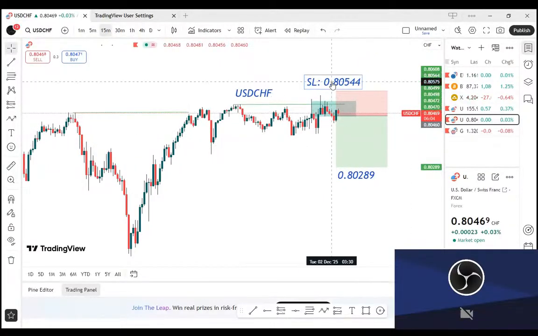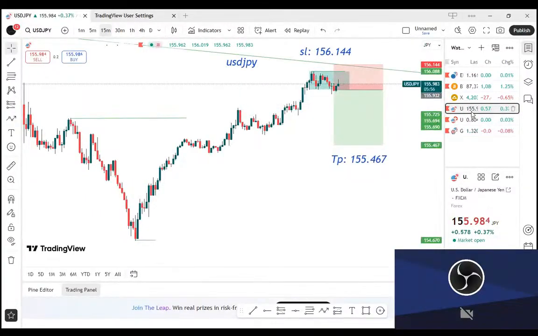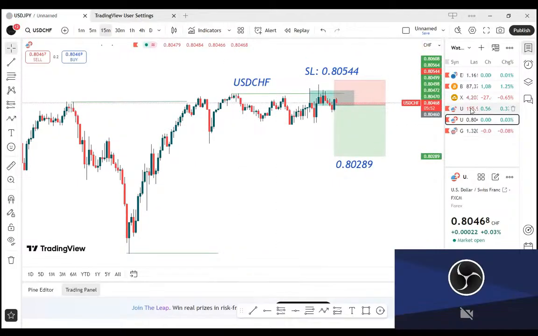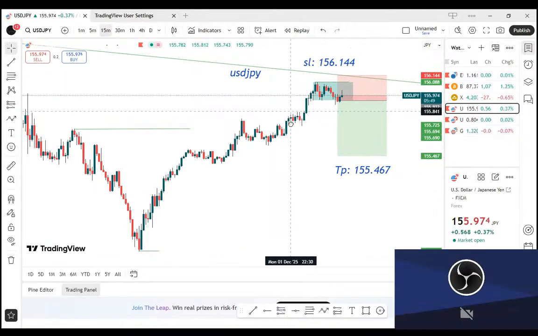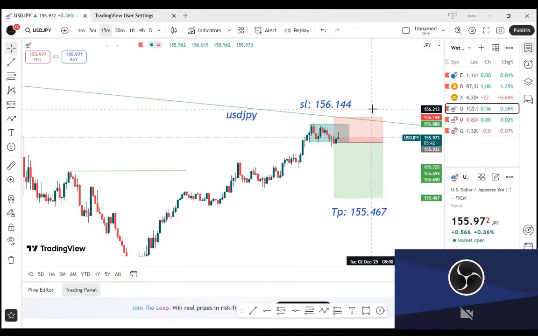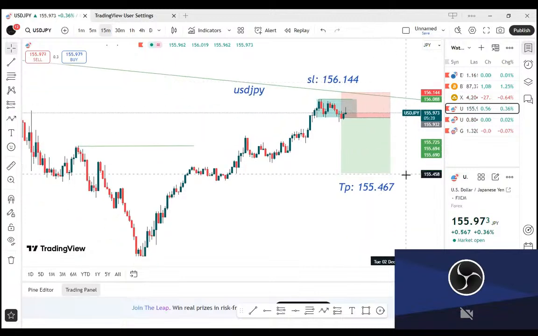Yes, this is USD CHF. Look at the stop loss target. Look at the TP target. We're going with a two risk reward ratio on this trade. And we're having this USD CHF and this USD JPY. We entered the selling opportunity on USD JPY, and we're having as well SL 156.144 and TP 155.467. So those are the key areas, those are the zones I'm waiting for price to make a retracement on.